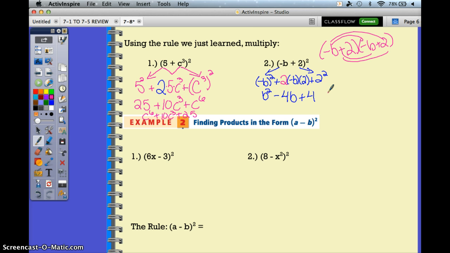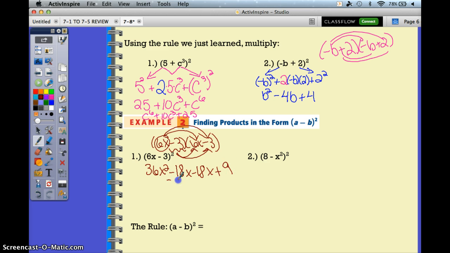Let's try, instead of addition, let's try these ones with subtraction. Let's do it the long way. So the first one we have 6x minus 3 times 6x minus 3. When we distribute 6x, you get 6x times 6x is 36x squared. 6x times negative 3 is minus 18x. Negative 3 times 6x is minus 18x. Negative 3 times negative 3 is positive 9. Again, the same thing in the middle, only it comes out to be negative 36x plus 9 and positive 36x squared.